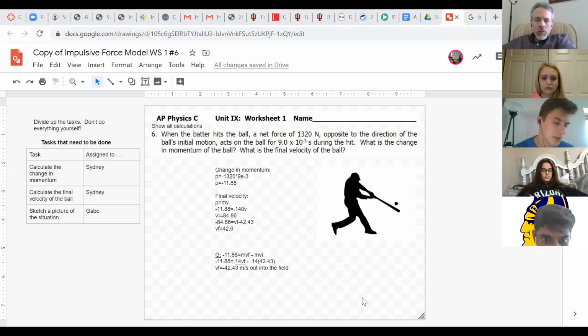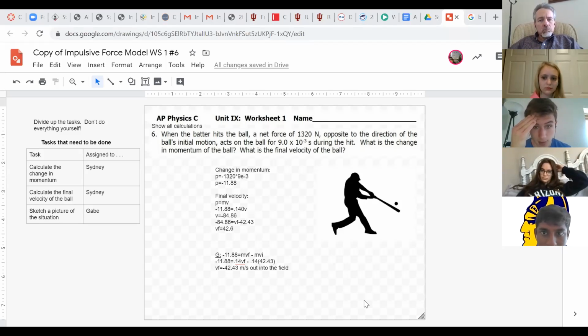So the change in momentum was equal to the impulse. So that was just the force times the time. So it was a negative 11.88. And then we set that equal to mv final minus mv initial. And we ended up getting the final velocity is negative 42.43.